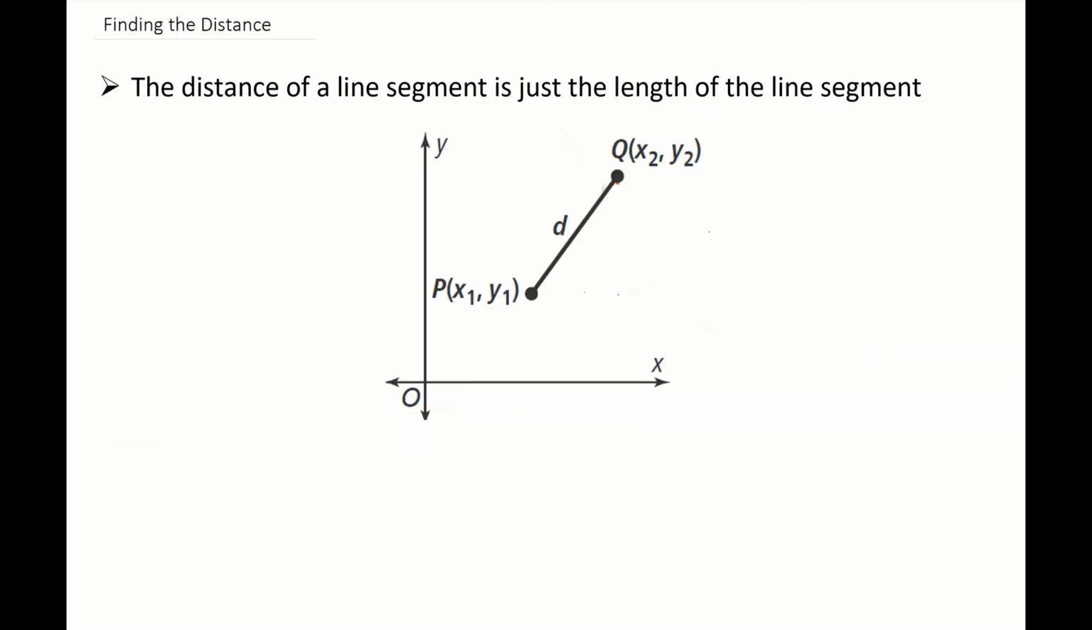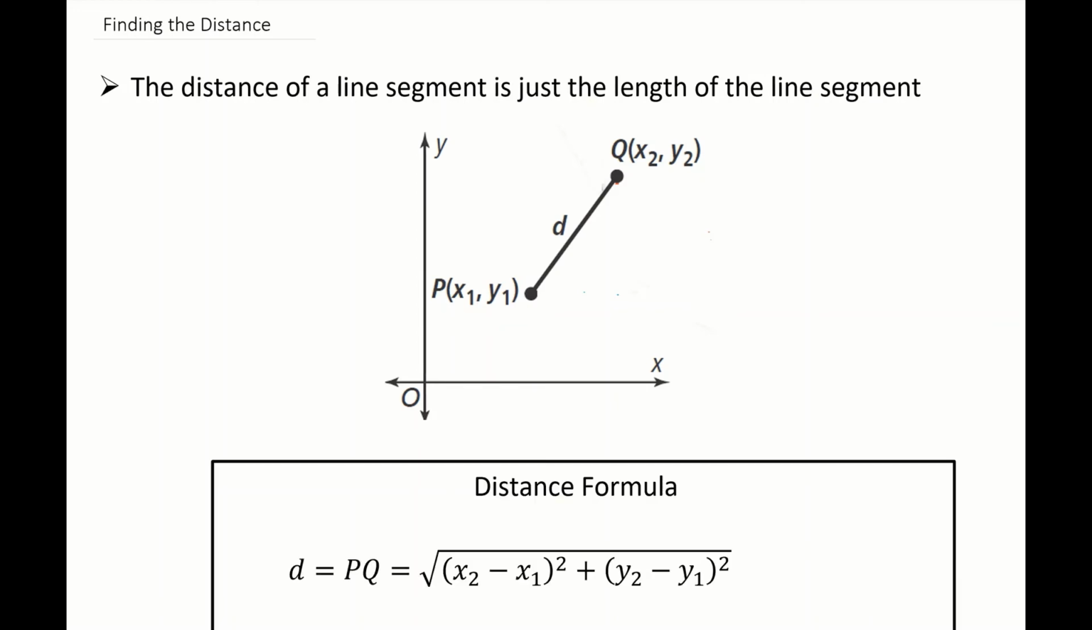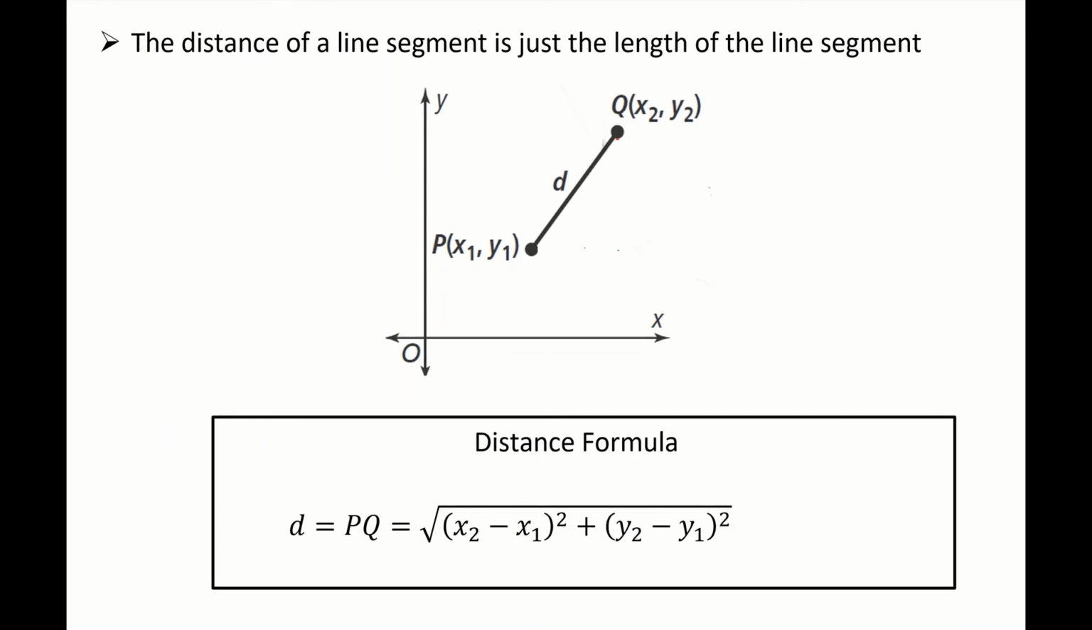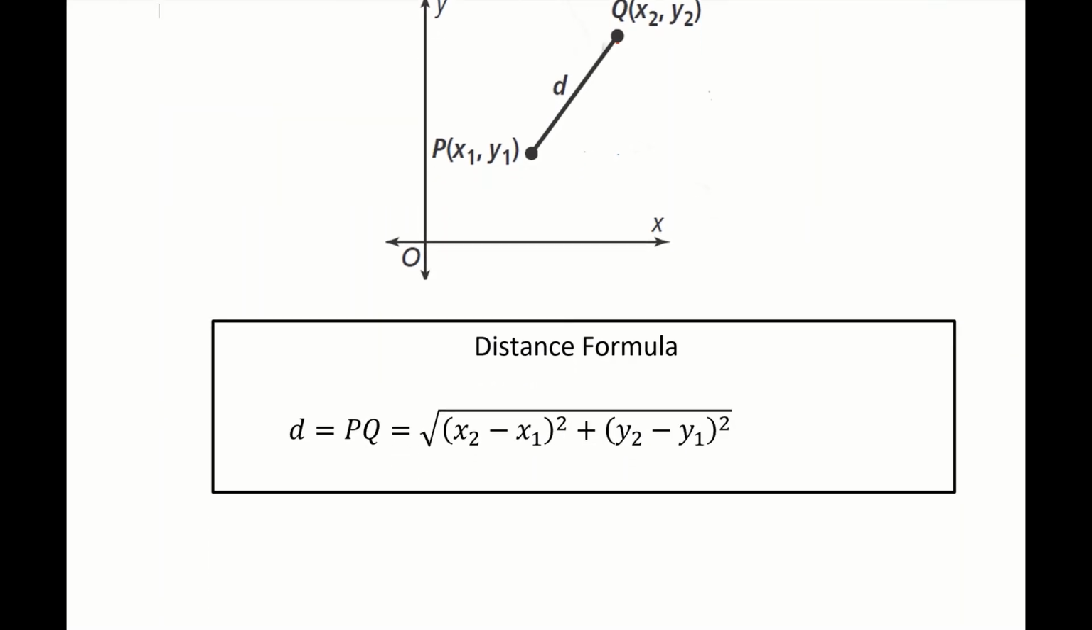So now let's talk about the last key topic, which is finding the distance of a line segment. And the distance of the line segment is just really the length of the line segment, okay? So if we find the distance from A to B, or in this case from P to Q, well then really we're just finding the length of the line segment from P to Q, or from A to B. Okay, so how do we go about doing that? Well, we use what we call the distance formula. And this distance formula is given by the formula below.